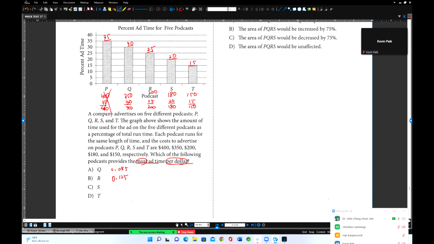And S is what? 20 over 180, that is 0.1. And T is 15 over 150, 0.1, right? Now this is the greatest one, okay? Choice B is the answer, okay? All right. That is the time per dollar, okay? Not dollar per time.